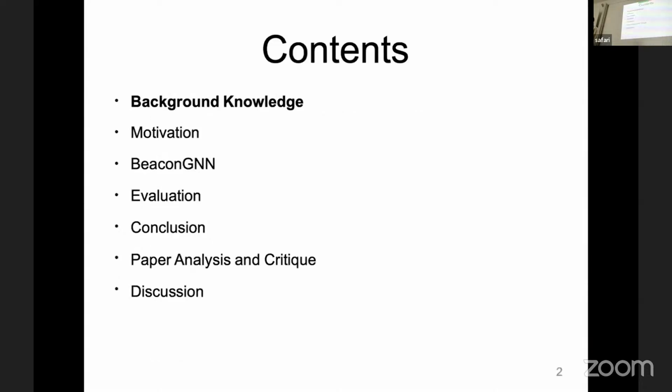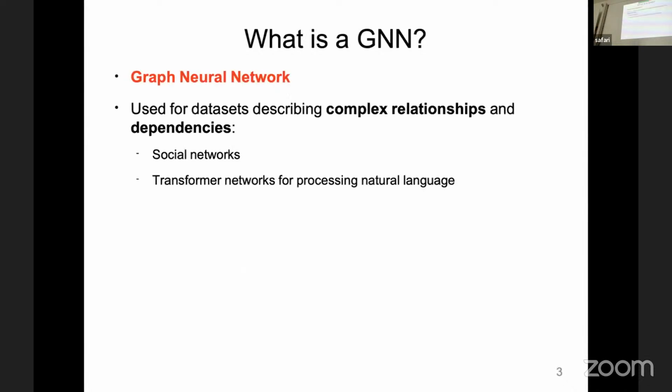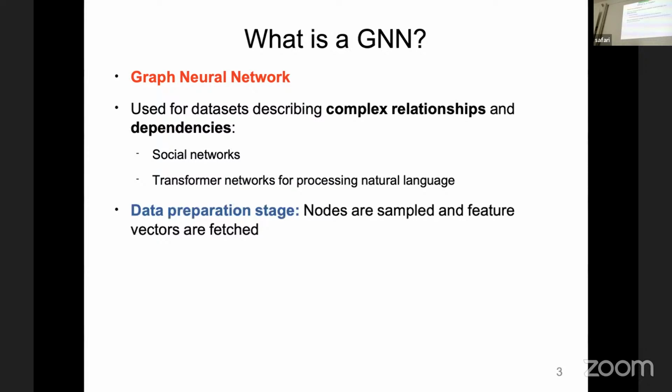First, we'll talk about the background, especially what even is a GNN, which I've already said is a graph neural network. They are very effective for working on data sets that describe complex relationships or dependencies between nodes, which, for example, would be a social network or natural language processing. You can split up the training into 2 stages. First, the data preparation stage, where nodes are sampled and feature vectors are fetched. And in the second stage, these feature vectors are aggregated and computed.